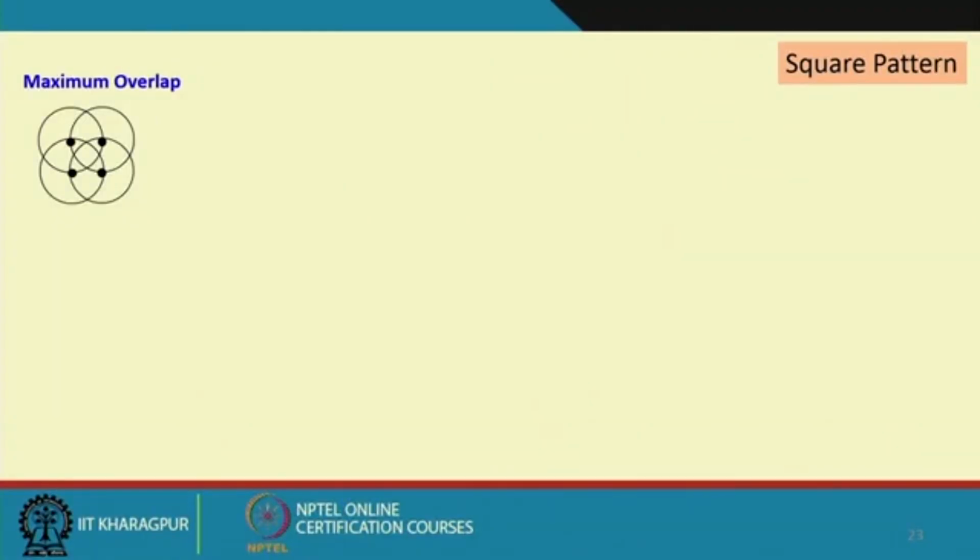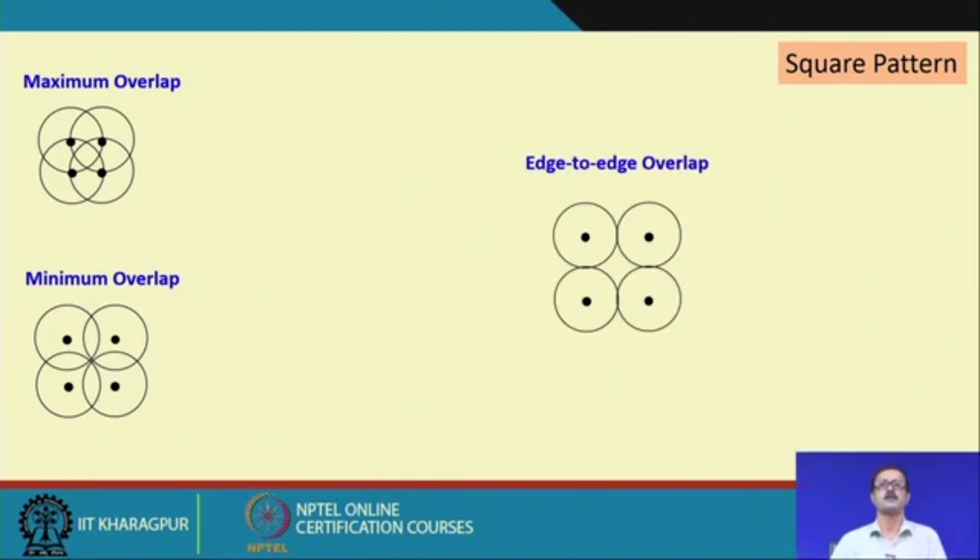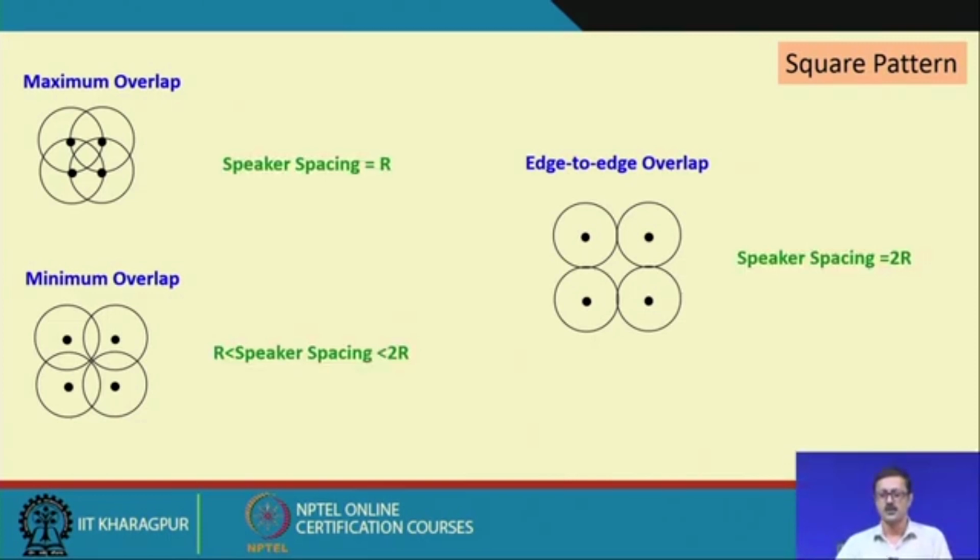So, if I place it so close, it is called the minimum overlap. Now, if I just move it a bit, then it is called the maximum overlap, sorry, and this is called the minimum overlap. And there is a third type of overlap also possible, which is called edge to edge overlap.